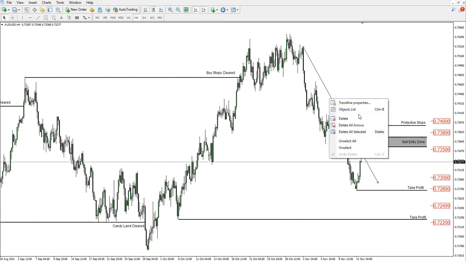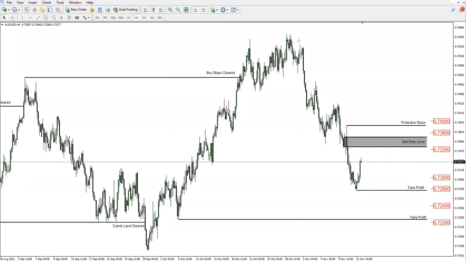You can see this channel. So if price maintains this channel, we should see them trade higher into this order block in here, trade in there and then sell. We target our 0.7220 or 0.72 big figure on the downside.